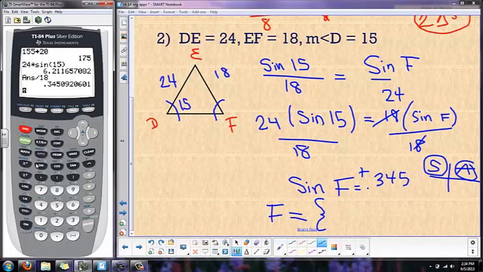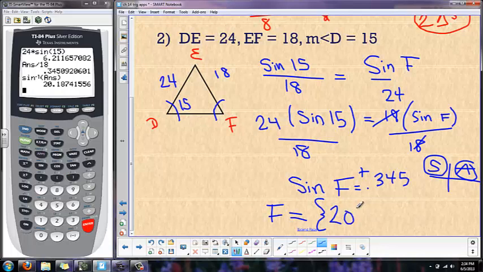Let's see, second sine, second answer. I do not know what just happened. Alright, second sine, second answer. Hit enter. Alright, so F is 20 degrees. We can round in these questions, so it's okay. Round it to the nearest degree. 20 degrees, or 180 minus 20 is 160 degrees. Okay? Those are my 2 possible answers.